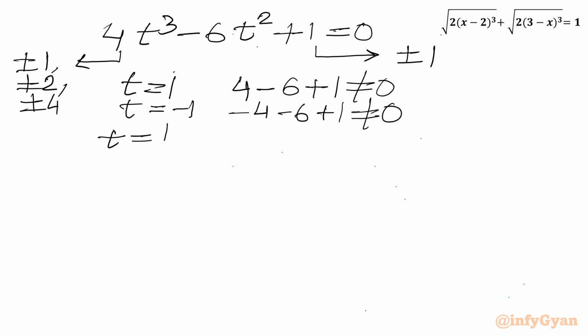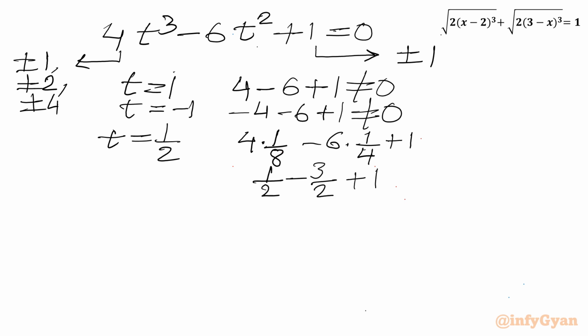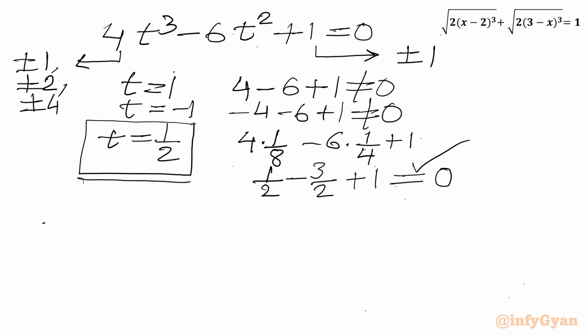Let's consider t = 1/2. So 4 times 1/8 − 6 times 1/4 + 1. So yes, it is 1/2 − 3/2 + 1. 3/2 minus 3/2 is making our RHS 0. That means t = 1/2 is our base solution. Now I will use SDM, the synthetic division method, for the remaining two solutions or roots.